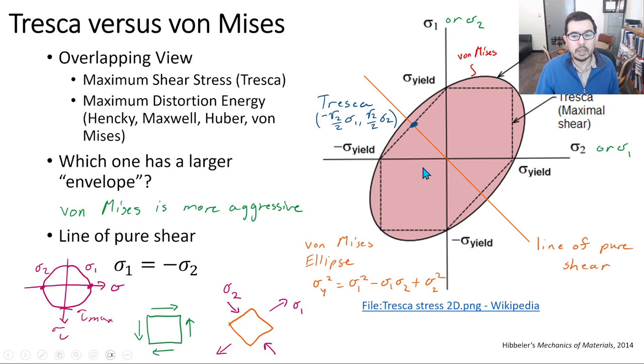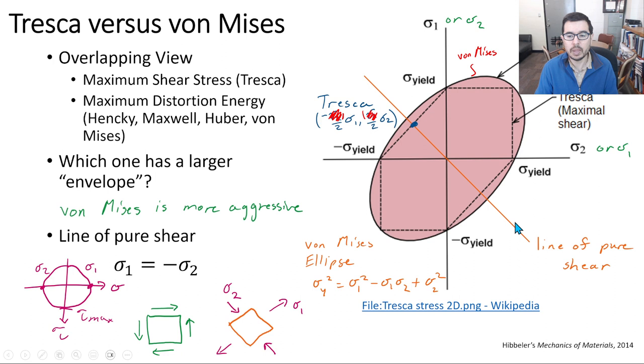Okay, we have that the Tresca, this is actually wrong. I made a mistake here. It's not like this. It's 1/2. So the line of pure shear intersects the Tresca formula at minus sigma 1 over 2, comma sigma 2 over 2. Or over here it's going to be positive sigma 1 over 2, comma minus sigma 2 over 2.